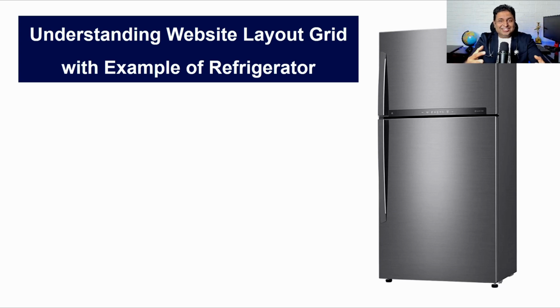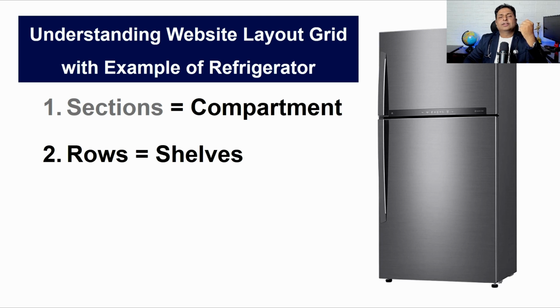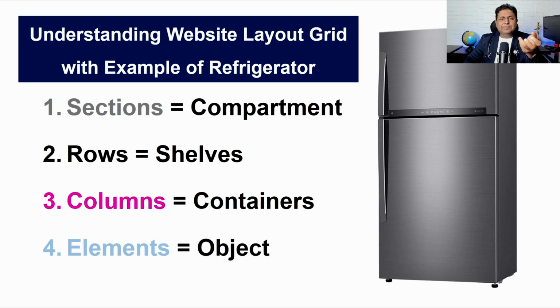The analogy is wonderful, which I got in a eureka moment to show you. Understanding the website layout grid with an example of a refrigerator is what we are going to do, right? It becomes easy for you to understand from a three-dimensional space point of view. Okay, first, let's compare the sections of the website to a compartment of the refrigerator. Rows are like shelves in the refrigerator, columns are containers in the refrigerator, and elements are the objects we keep inside the refrigerator. Okay, simple.